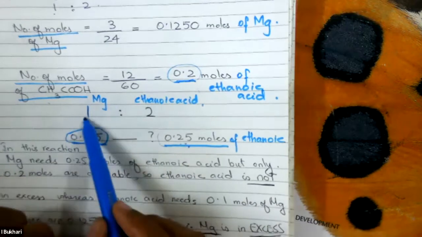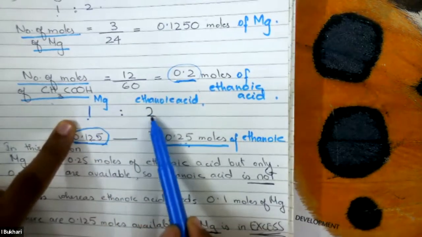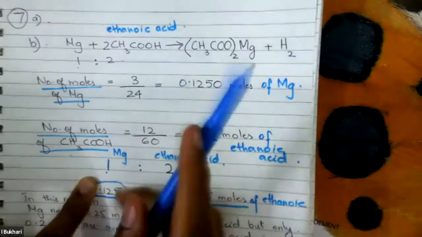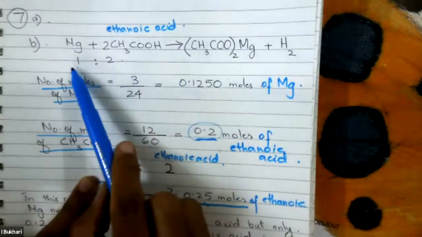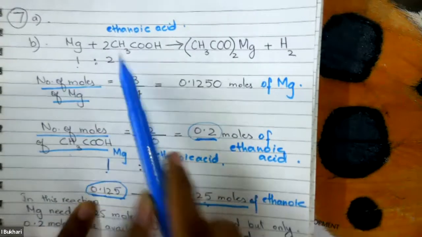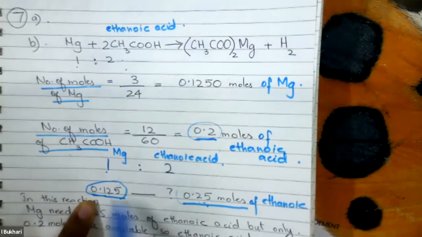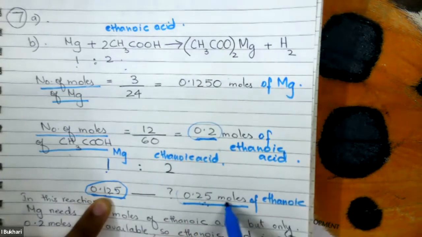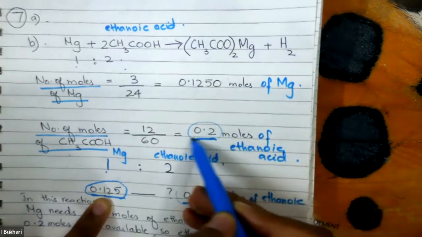For each mole of magnesium, you need 2 moles of ethanoic acid for this reaction to take place according to the equation. According to this equation, the ratio is 1:2. So now, according to this equation, 0.125 moles of magnesium require 0.25 moles, but we have only 0.2.